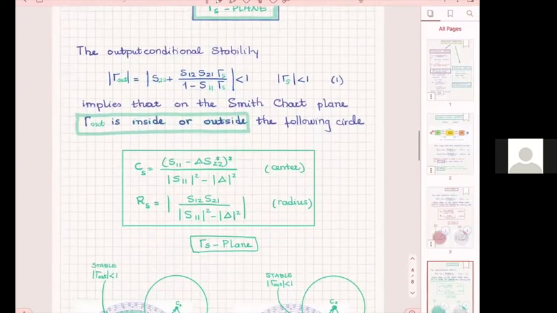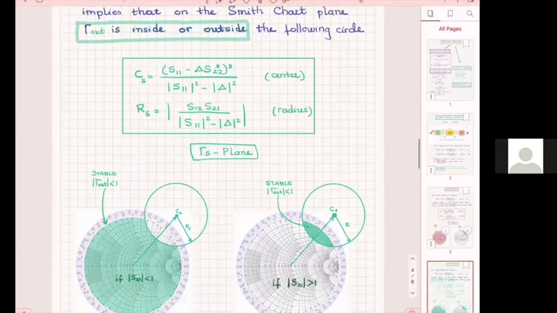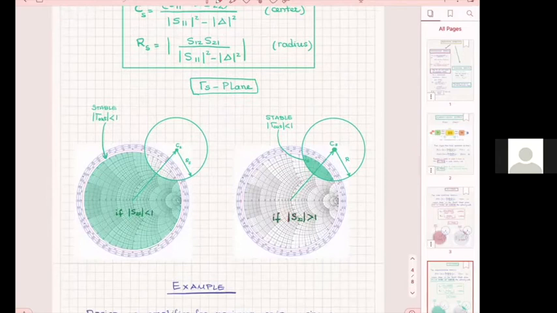And then you go to gamma S, and since your gamma out depends on gamma S, that's why your gamma S plane specifies what regions of stability you have, which means that the magnitude of gamma out is going to be less than 1.